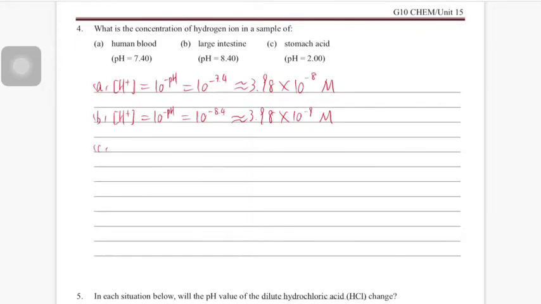Then part C, this is stomach acid. Hydrogen ion concentration equals 10 to the power of minus pH, which is 10 to the power of minus 2, so it equals 0.01 molar. Okay?